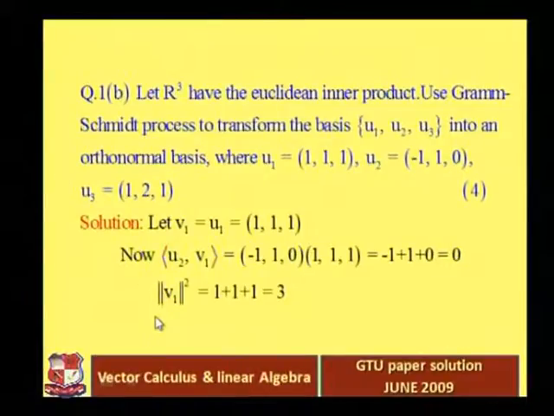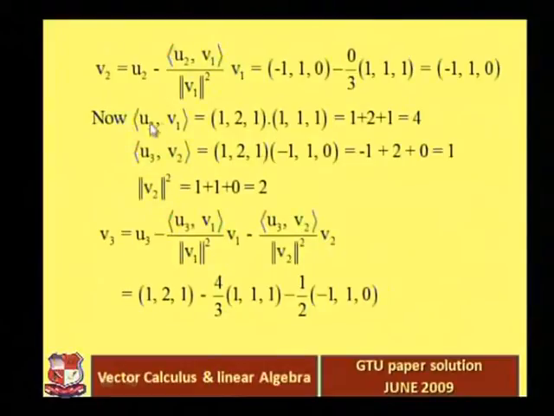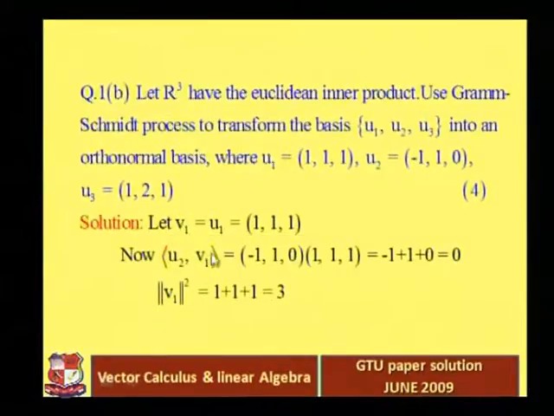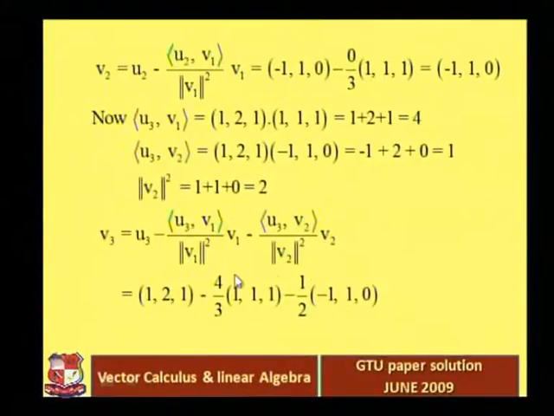And there are some formulas. You can see, take V1 is equal to U1, right? Now we want to find V2. Now how to find V2? Here is the formula. V2 is equal to U2 minus inner product of U2 and V1 upon norm V1 square into V1, right? And this is the formula to find V3. V3 is equal to U3 minus inner product of U3 and V1 upon norm V1 square into V1 minus inner product of U3 and V2 upon norm V2 square into V2.